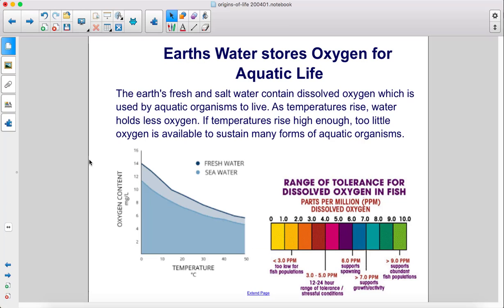The Earth's fresh and salt water contain dissolved oxygen, which is used by aquatic organisms to live. As temperatures rise, water holds less oxygen. If temperatures rise high enough, too little oxygen is available to sustain many forms of aquatic organisms.